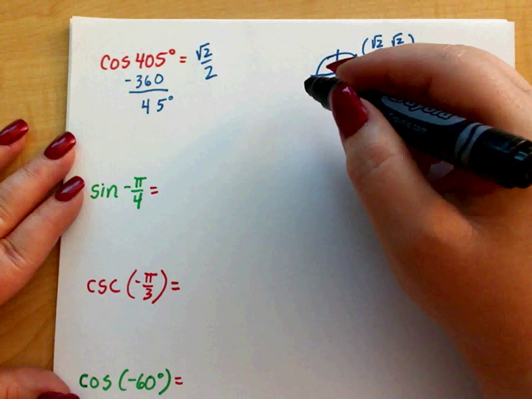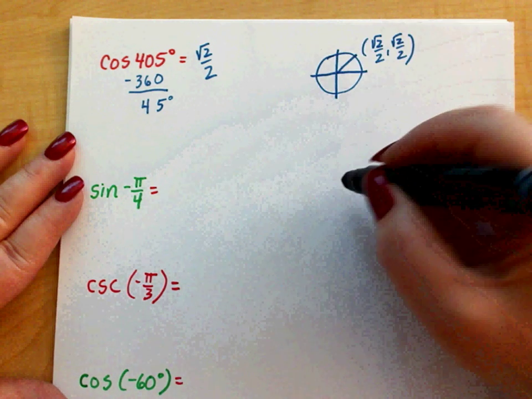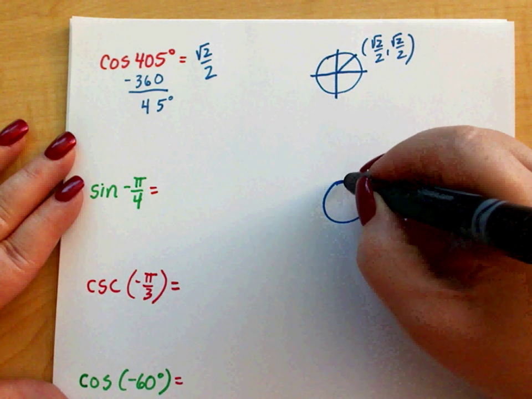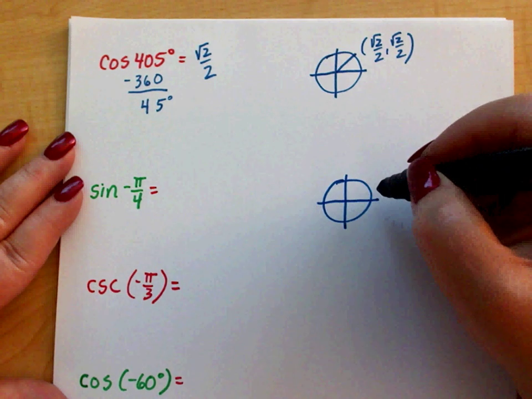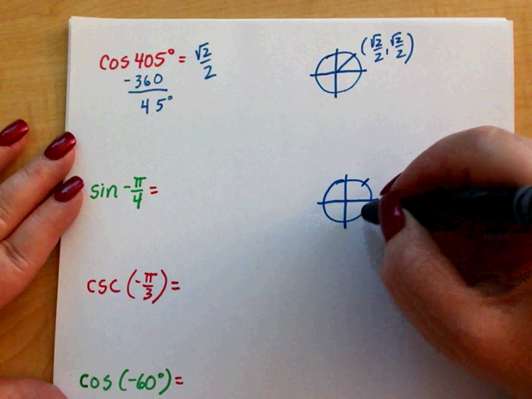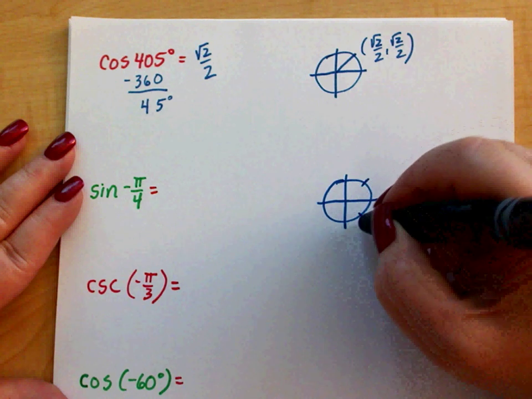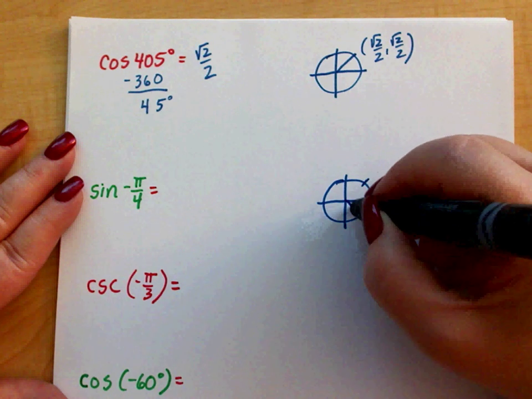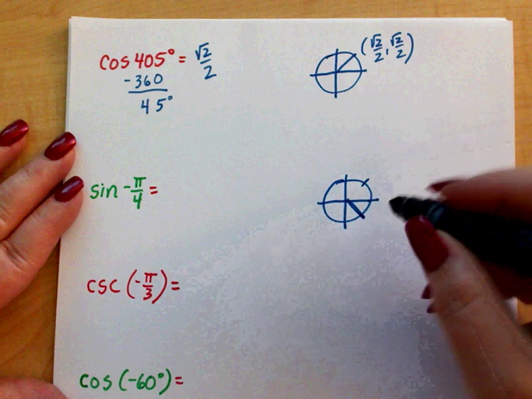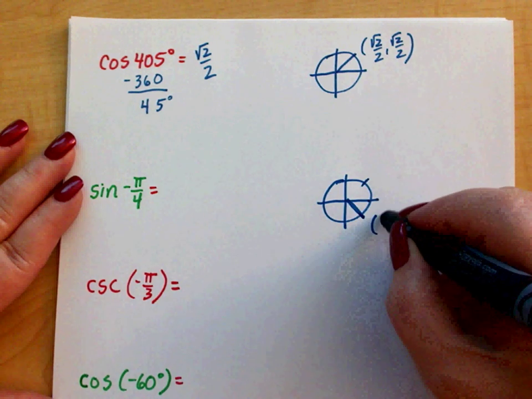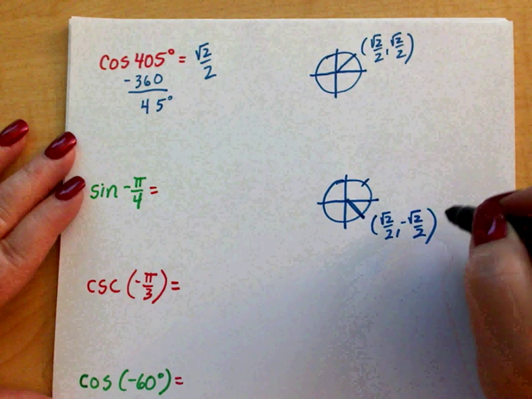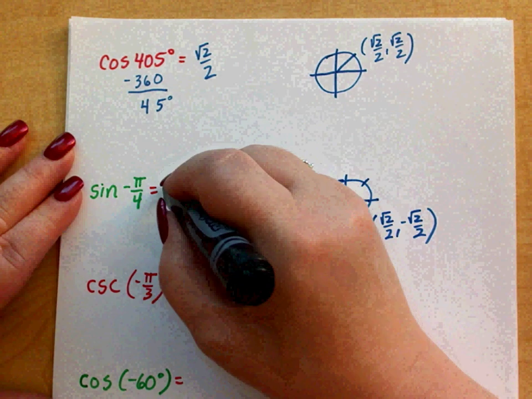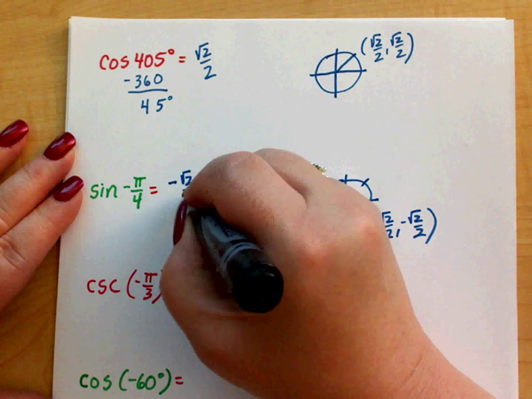Alright, so it says sine of negative pi over 4. So when I figure this out, I'm going to still draw my circle. Negative pi over 4, positive pi over 4 is here, so negative pi over 4 is when you go clockwise rotation. So it's going to be this angle right here. The coordinate there is going to be positive square root of 2 over 2, negative square root of 2 over 2. Sine is the y-coordinate, so the answer would be negative square root of 2 over 2.